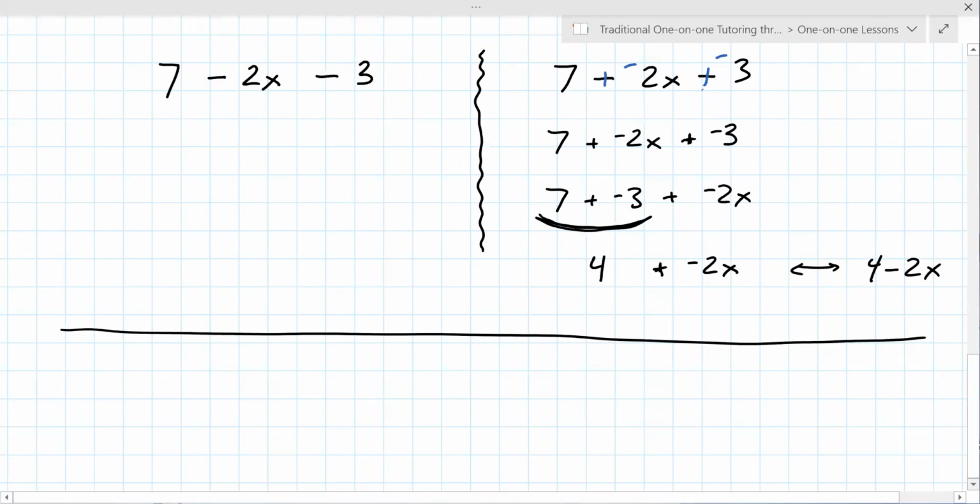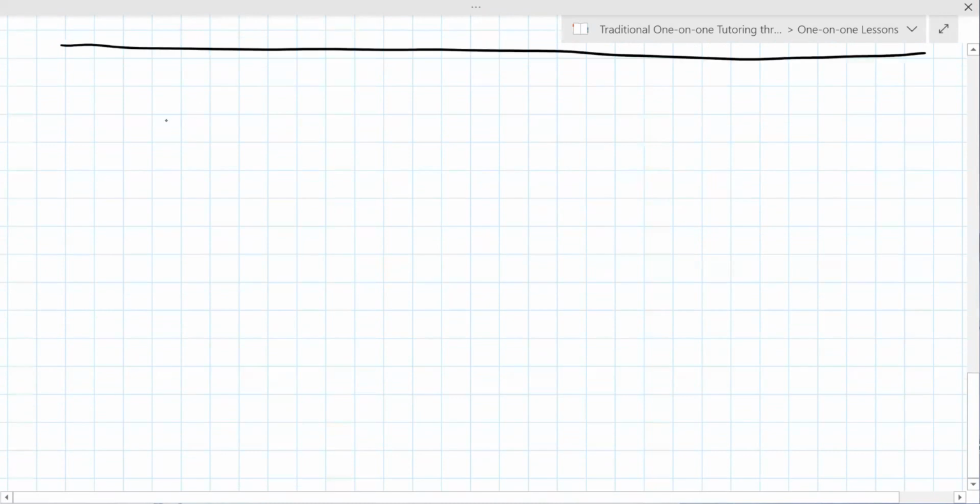Okay, let me think of one more. If we did the same format, let me give you one to try here. There are many variations of this. That's why I want to make sure that you're comfortable with this. So why don't you give this one a try on your own?